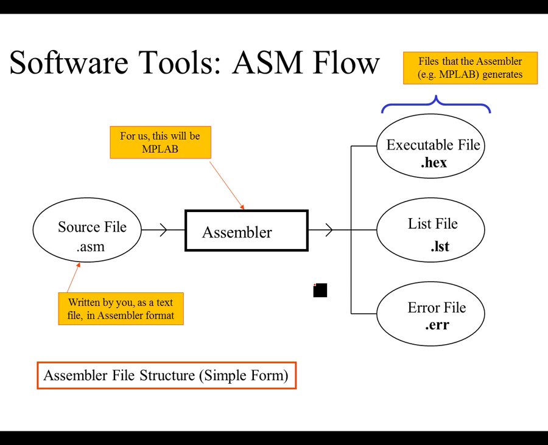Now, what is a typical flow for the tools? Typically you use a text editor. You can use the one inside of MPLAB, or you can use Notepad or Notepad++ or whatever you want. You write your lines of code, and you call the file file.asm. You need to make sure that it's a .asm file. It's written by you. Then you put it inside of your software tool, and you assemble it. The assembler is just a software tool, and it creates all these files.